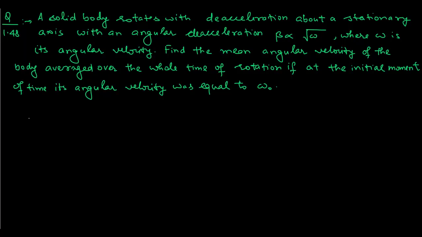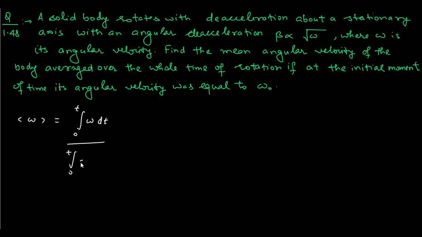What we have to calculate? We have to calculate the mean of angular velocity, and the formula for mean of angular velocity is to be averaged over the time interval. Which time interval? Time interval 0 to t means the time interval over which the body will rotate. It has initial angular velocity omega naught, and it is decelerating, means finally it will stop. So 0 to t is the time for which this solid body is rotating. So we have this result.